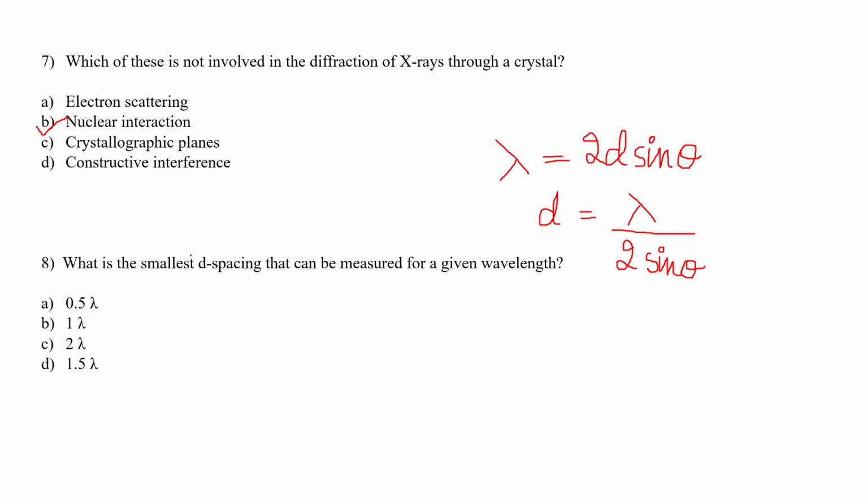So they have asked for the smallest d spacing that can be measured for a given wavelength. For the smallest d, the denominator should be maximum, and the maximum value of sine theta we all know is 1. It cannot have a value more than 1. So the smallest d spacing that can be measured for a given wavelength will be lambda by 2. So the correct answer will be option A, that is 0.5 lambda. Is this clear?